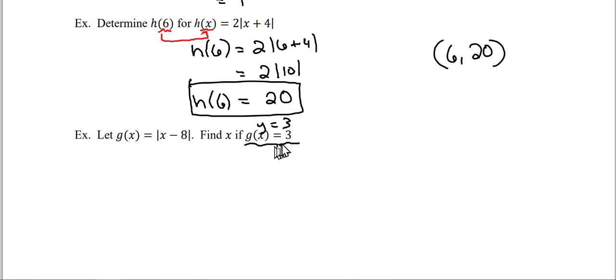That means I'm going to replace g of x, the whole thing, with 3. And I get 3 equals the absolute value of x minus 8. It says find x. This one, you probably have seen how to solve this using techniques from your previous classes. That should be a prerequisite for this.